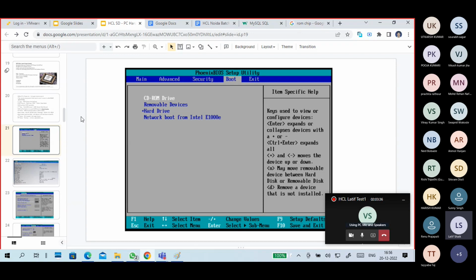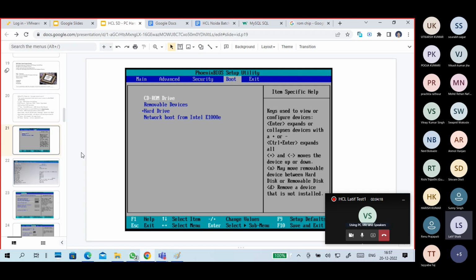As per this list, when you start your computer, your system will search for the operating system from the CD-ROM. If the CD-ROM does not contain any bootable disk, then it will search removable devices, like pen drives. Then hard drives; if your hard disk has an operating system on it, it will load from there.